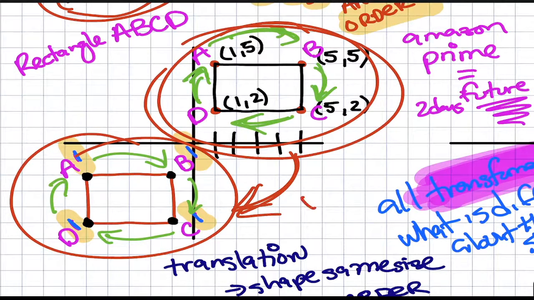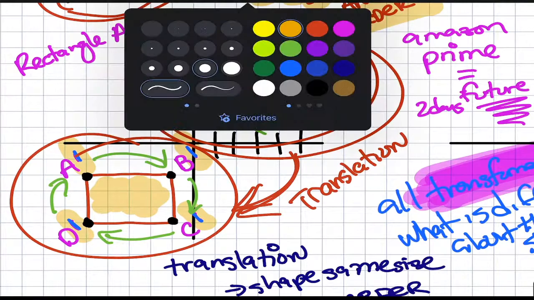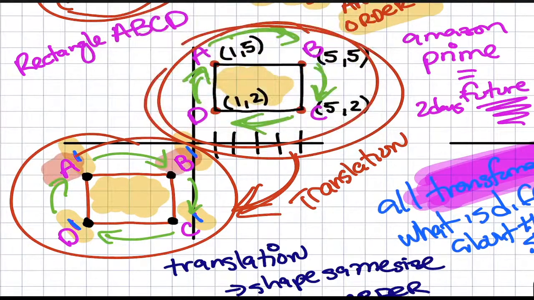This is a translation. They are the same size. Notice they have 12 boxes inside. They both have 12 boxes. And they're in the exact same order. A, B, C, D. A, B, C, D. Okay? Same order, same size, just moved to a different place. That is translation. All right?